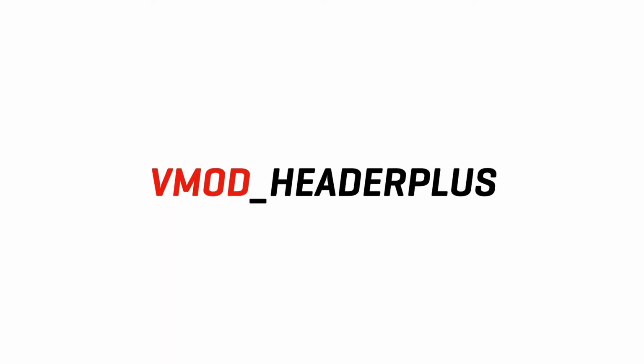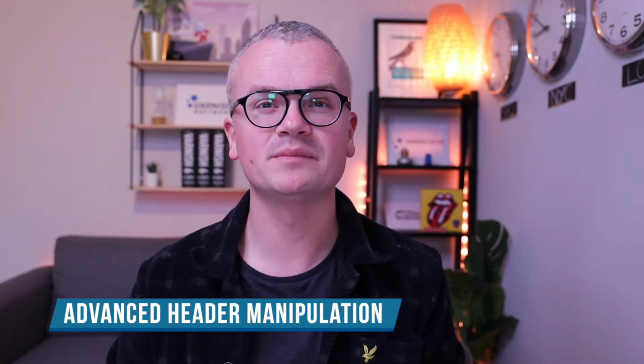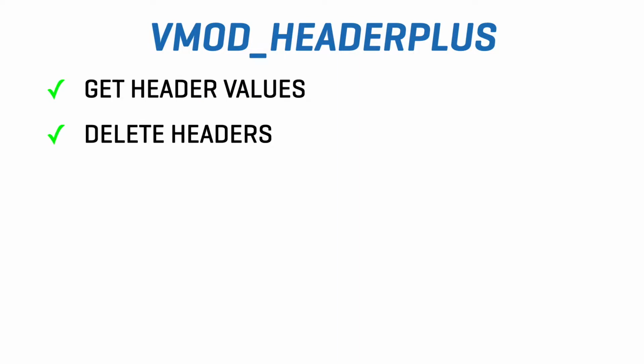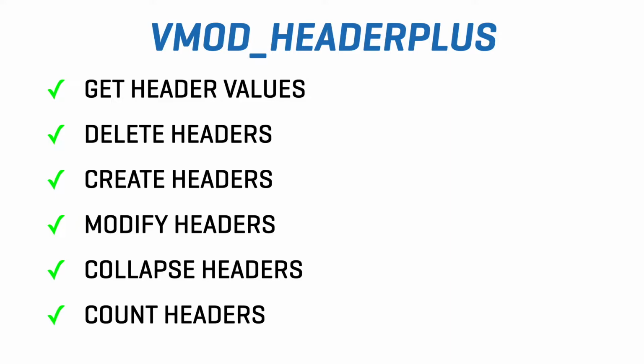And today the spotlight is on VMOD Headerplus, but before we can continue, we should break down that name. VMOD is short for Varnish module. Header probably means request or response headers are involved, and the plus suffix means that it's an enterprise-only VMOD. So it's only available in Varnish Enterprise and it's in fact an advanced header manipulation VMOD. This means you can get header values, delete headers, create headers, modify headers, collapse headers, count headers, and much more.